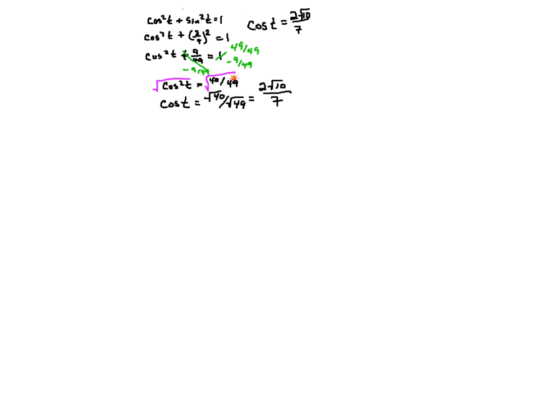Okay. So let me make sure that you're good up to this point, Jeremy. I have the cosine squared of t equaling 1 minus 9/49. Are you good to that point, Jeremy?